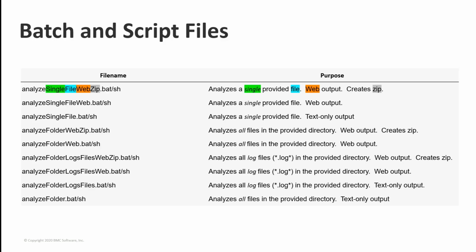Now you may want to opt to analyze an entire folder, so you may use one of the analyze folder batch files. So you could potentially run analyze folder web zip so that it will analyze the entire folder, create web output, and then zip the contents up once you're done.